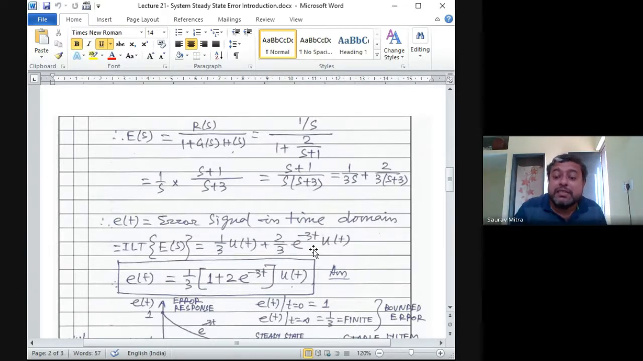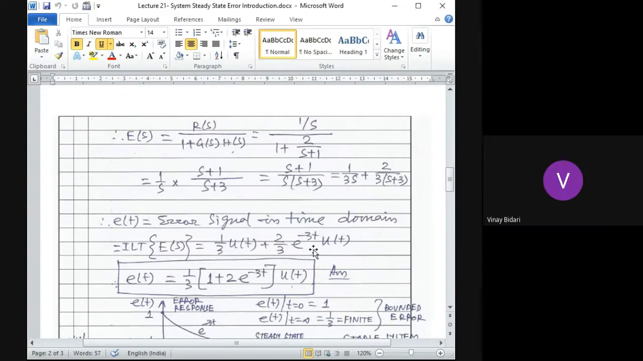So how much is the steady state error? What is steady state error? e(t) as t tends to infinity. So how much is the steady state error at t is equal to infinity? That is 1 by 3. How much is 1 by 3? 0.33. So input is 1 and error is 0.33. How much is the output? Input is 1 and error is 0.33, so the output is 0.67. Did you understand?